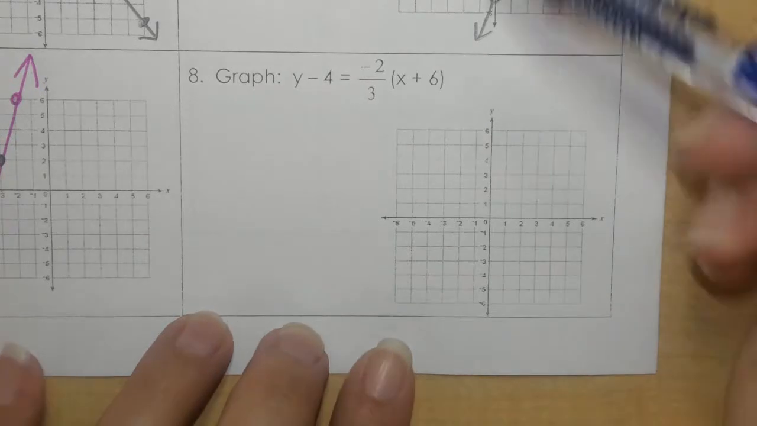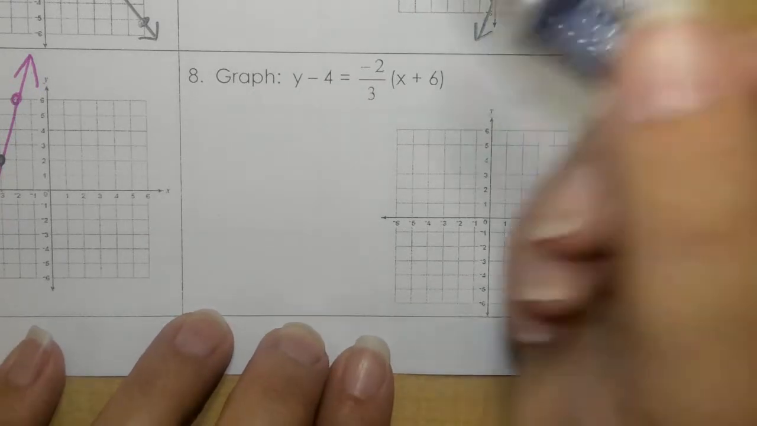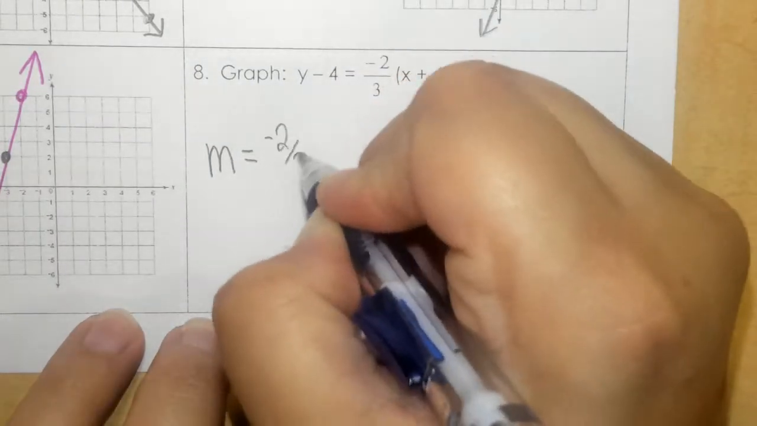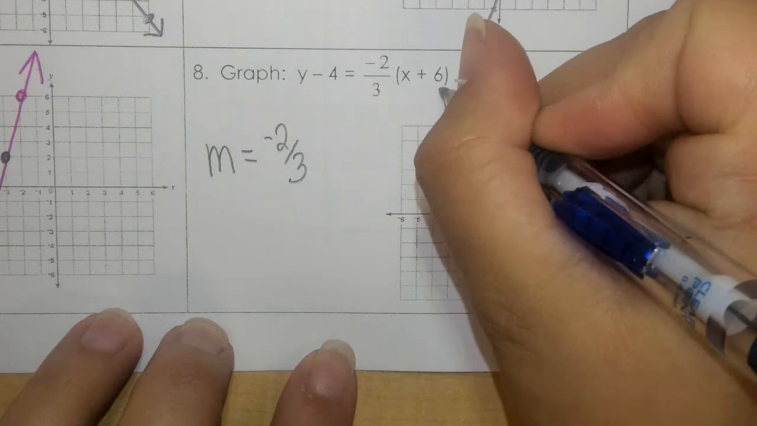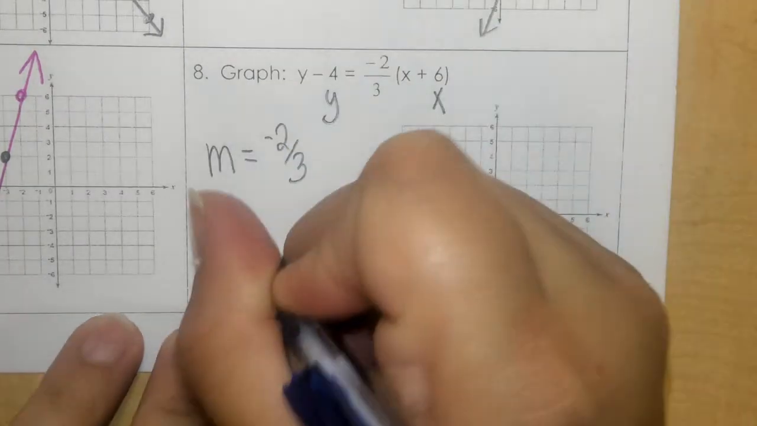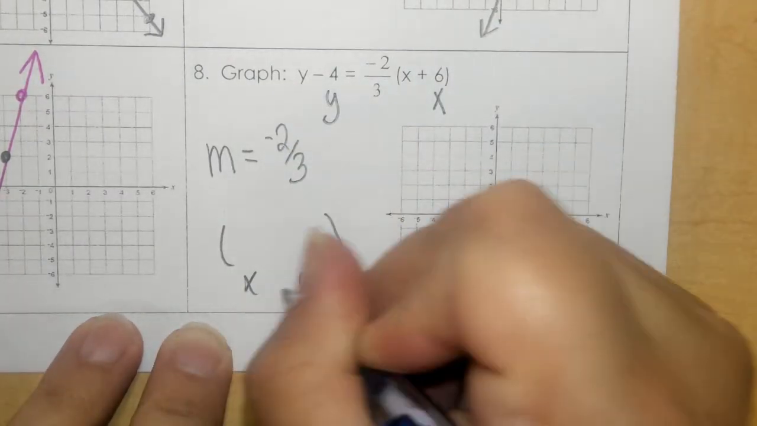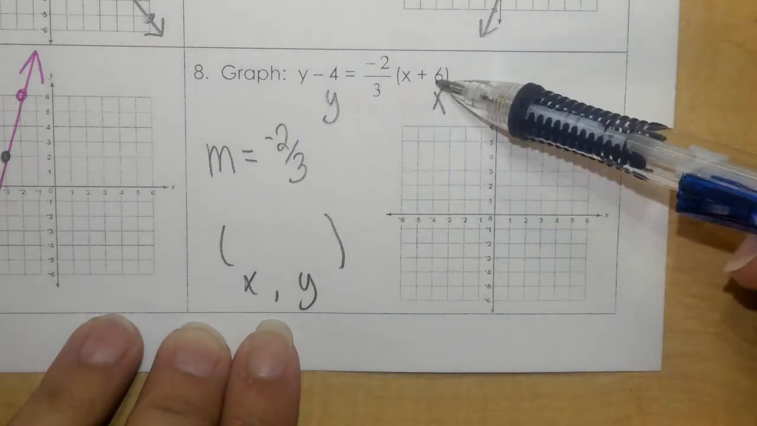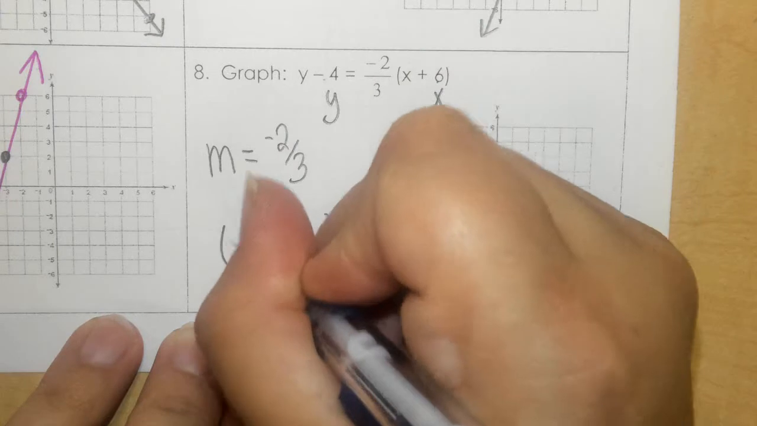For number 8, we also have point slope form again. So I'm going to go ahead and find my slope, and that is identified as negative 2 over 3. My point is the x and then the y. And so when I take the two numbers out, we change the sign. So this should be a negative 6 and a positive 4.